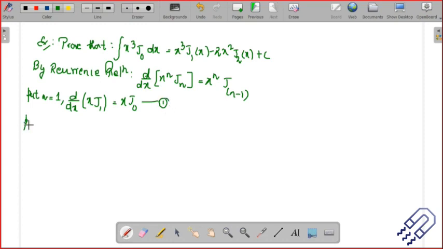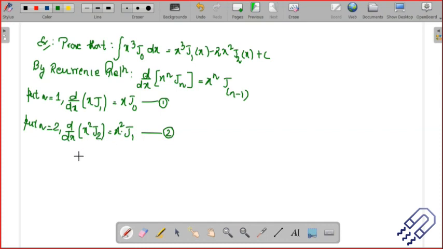We can continue this and put n is equal to 2. I'll tell you why we're using it, why to get it that way. So if I put n is equal to 2, I can simply write it down as d/dx of (x^2 J2) is equal to x^2 into J1, since 2 minus 1 is 1. So that's equation 2.